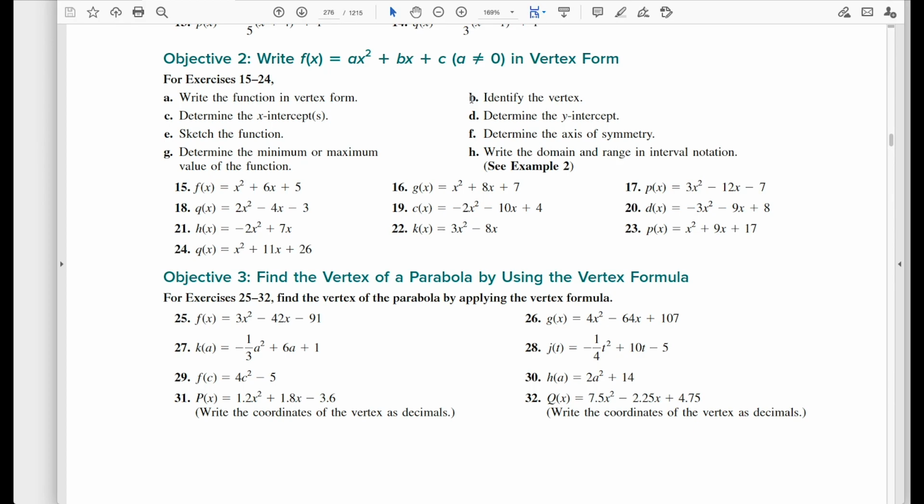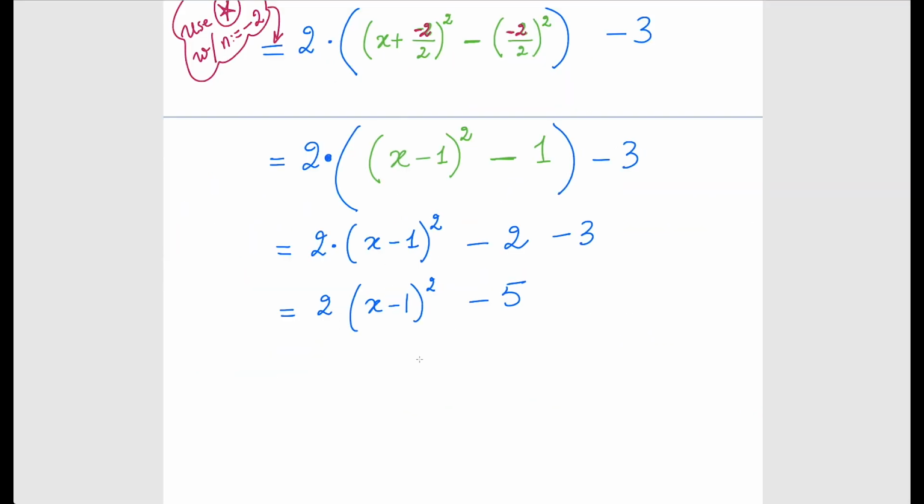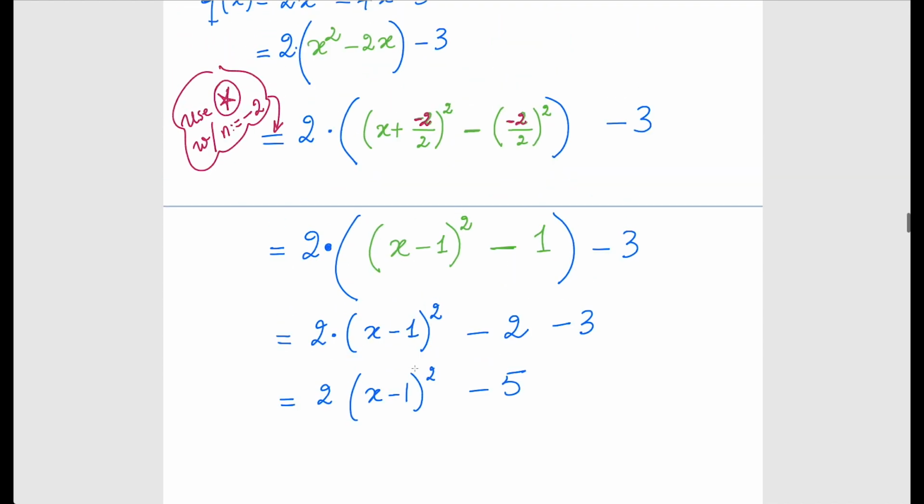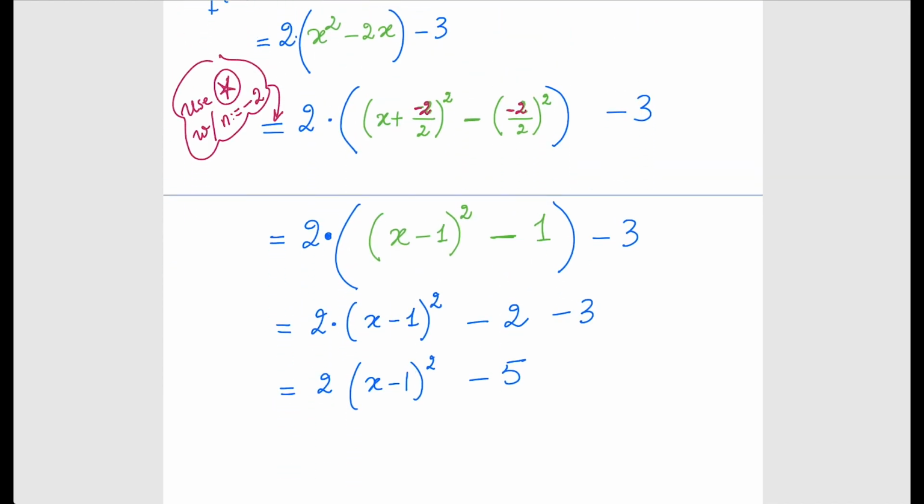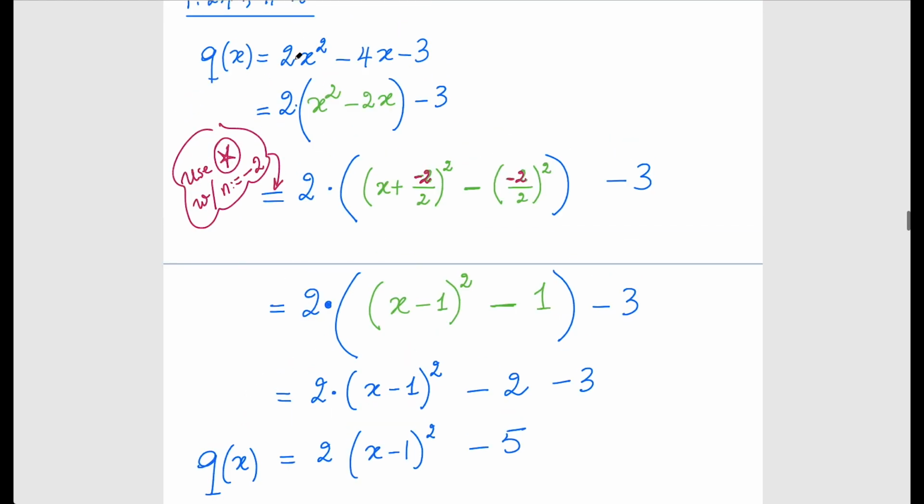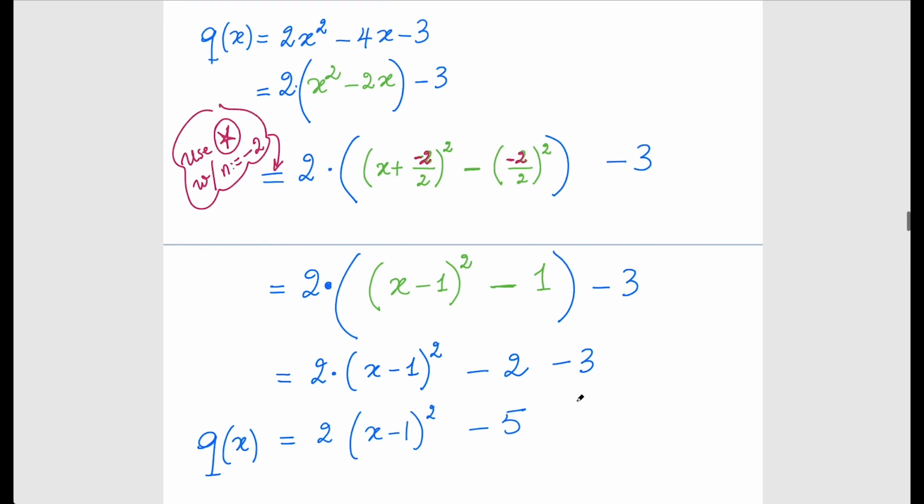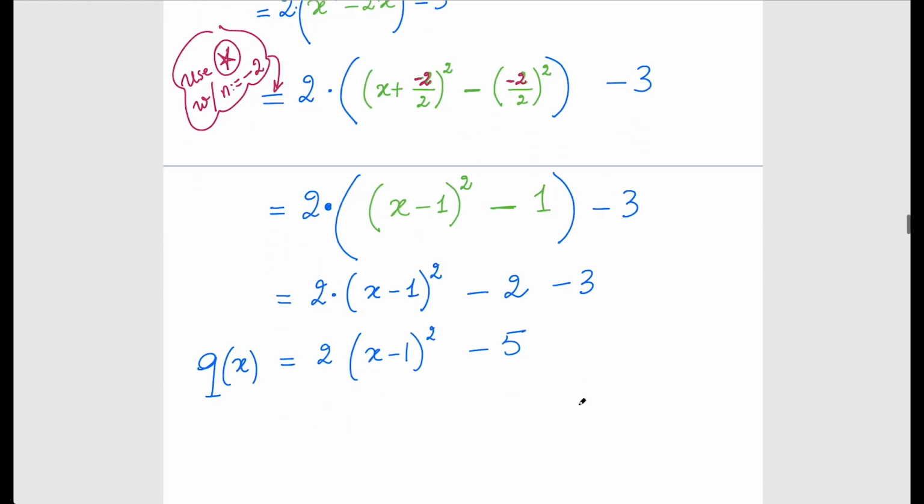Part B, identify the vertex. Okay, so now we're kinda back to the other two problems that we started with in this section. So this is Q of X. It was given to us as this, but we rewrote it as this, and this is vertex form. So now everything is gonna jump out. What's the vertex? Based on the property, what's the vertex?